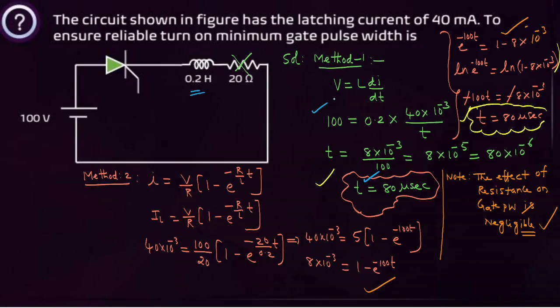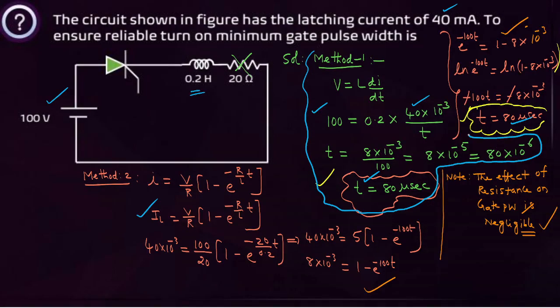Find the time corresponding to which current? Latching current. You have to find the time corresponding to latching current, which is 40. Or if you want the detailed derivation, an RL circuit excited with a DC supply gives i equal to V by R into (1 minus e power minus R by L into t). From this, equate to latching current and find the time. Then also you can get the same answer, 80 microseconds. But it is better to go for the first method. Even though the load is RL, even though RL parameters are given, no need to consider the resistance. You consider only inductance because gate pulse width depends only on inductance. Gate pulse width is independent of resistance.